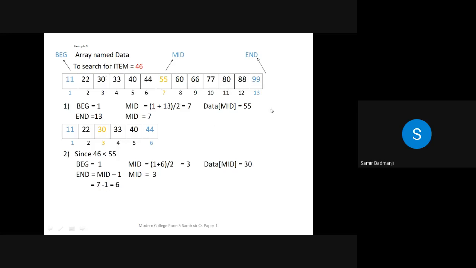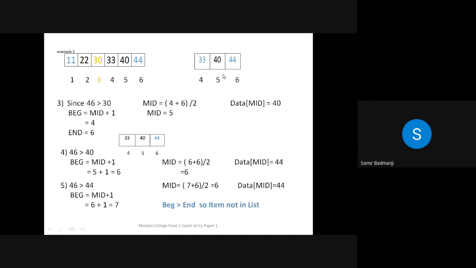So again we have not found this. So we'll again ignore this location, and beginning will be what? Mid plus 1. So it will be 33, 40 and 44 will be the new array. So the locations are the same. It will not change. 4, 5 and 6. So this will be the beginning. This will be the end.